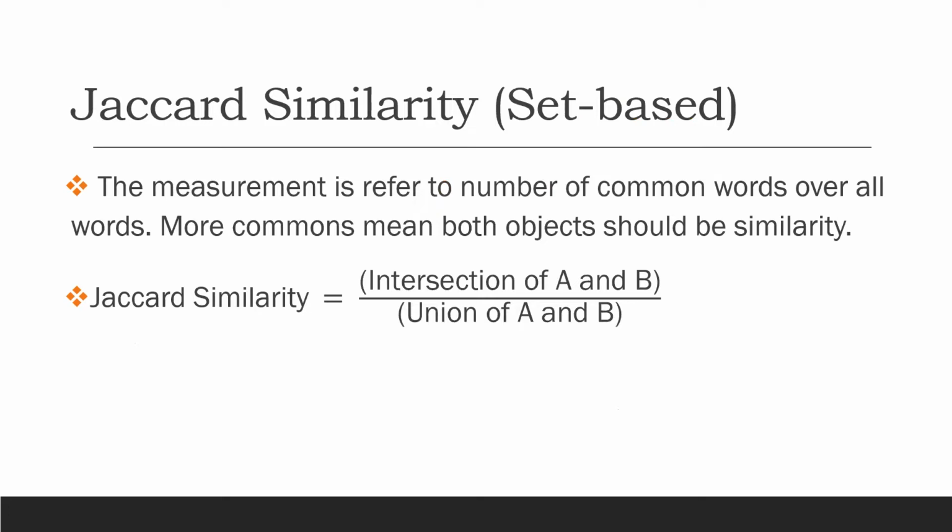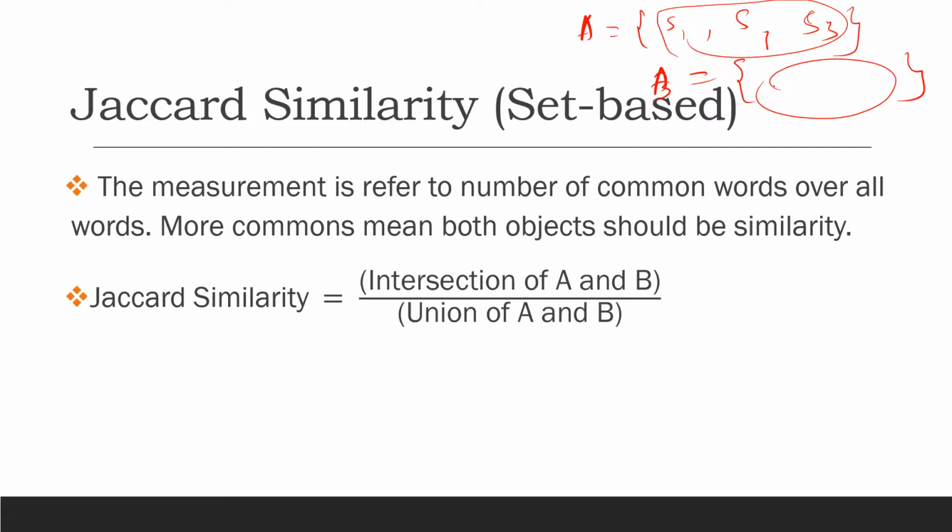The last one is Jaccard similarity. We apply Jaccard similarity only for sets of objects, not for a single object. Let's think about two sets. Set A contains 3 objects, S1, S2, S3. Set B contains 5 objects. We need to calculate the similarity between this set and this set. At that time, we use Jaccard similarity. I will show you with an example.